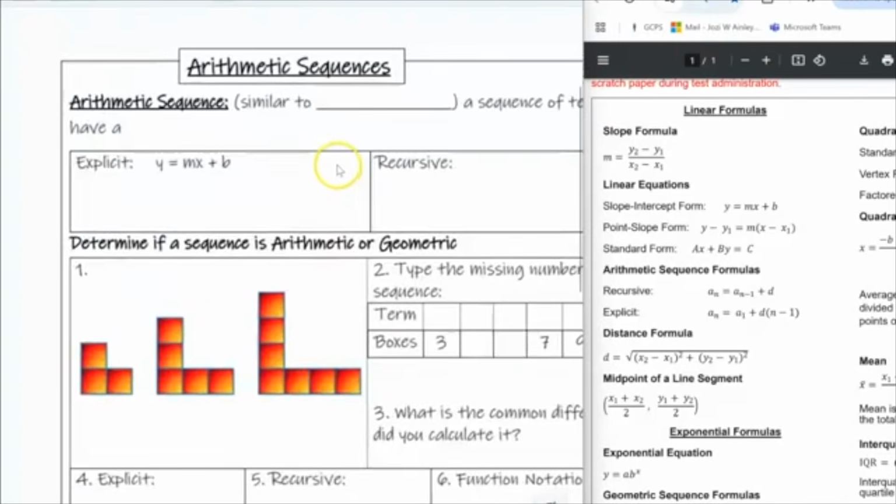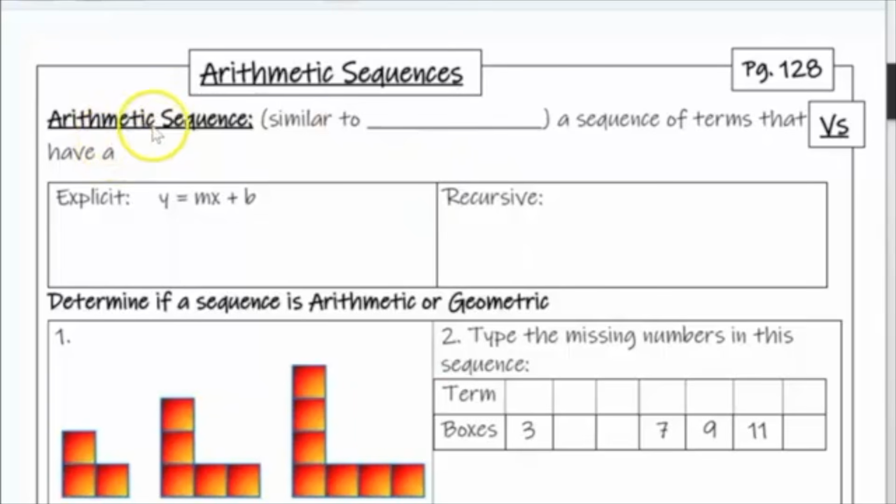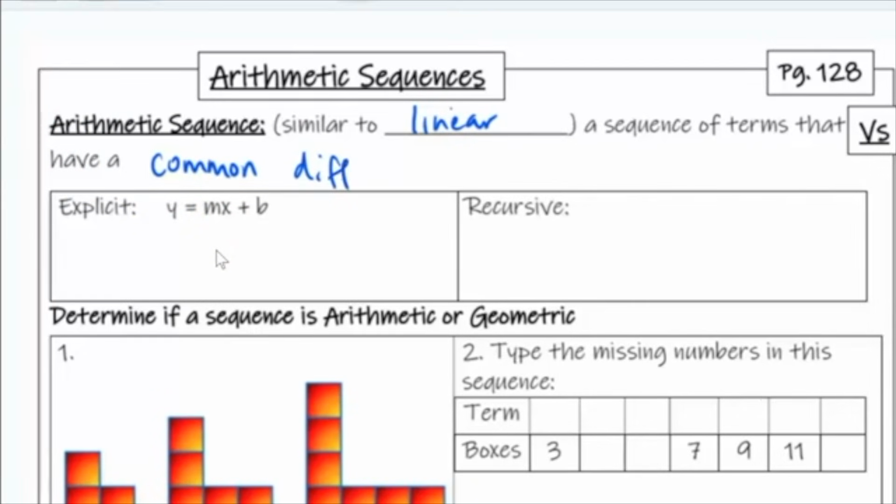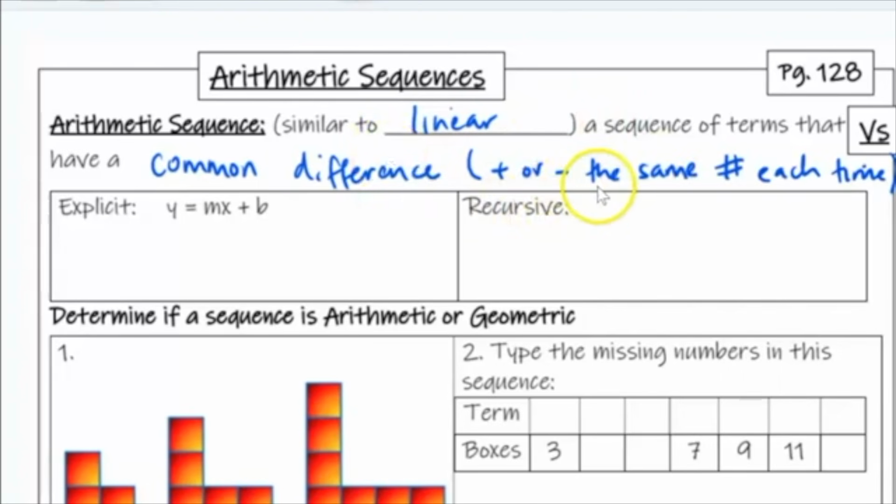I'm going to start today by looking over arithmetic sequences. Arithmetic sequences are similar to linear functions. An arithmetic sequence is a sequence of terms that has a common difference. And what that means is that you're adding or subtracting the same number each time. When we're looking at a function, that adding or subtracting the same number each time in linear is called a constant rate of change. So when you're talking about sequences, it's called the common difference, but when you talk about linear, it's called the constant rate of change.